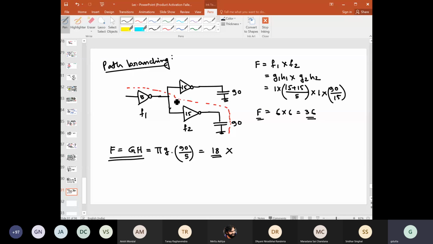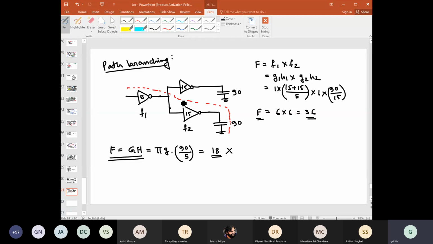The thing we have missed is the effect of branching in these expressions. So to include that, this expression has to be modified, and we have to introduce one additional term. That term is called the branching effort, right? So how do you then define the branching effort? Branching effort can be defined for each individual gate, and it can be defined for the total path as well.